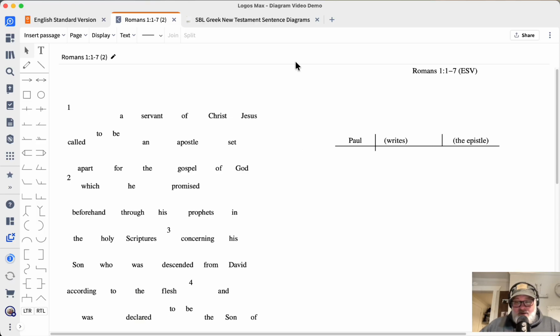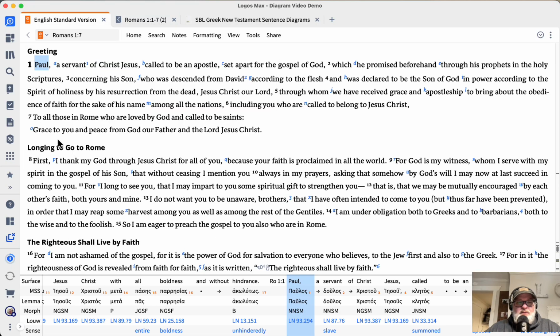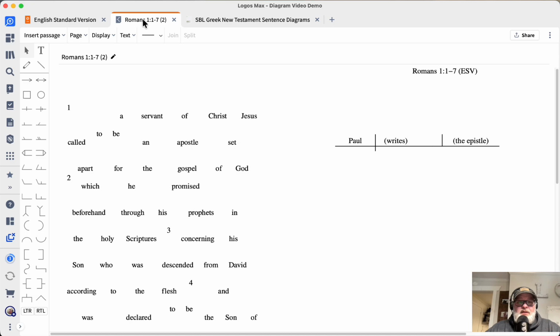And then something else that's very unique. Oftentimes we have who they're writing to, and that is usually the indirect object. But something a little bit weird here is that Paul doesn't even get to who he's writing to until he gets down here to verse 7. So he explains who he is, and he fills in all this other information before he finally says, okay, I'm writing to all those in Rome.